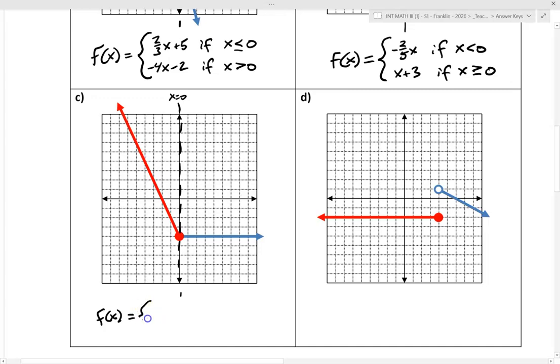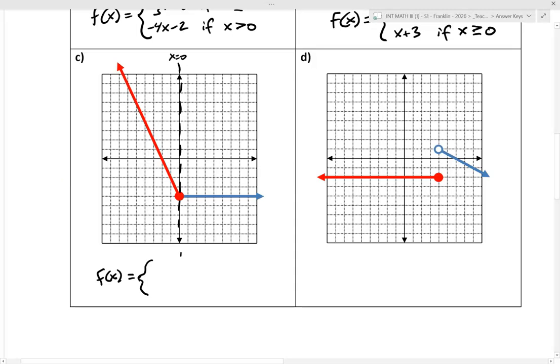So we have f of x equals, and now we have to figure out what our equations are. For the less than 0 half, we start 1, 2, 3 at negative 4. And our slope is negative, right? We're going down to the right. So let's just pick 2 points here. Looks like it's pretty consistently down 2/1. So we have negative 2x minus 4.